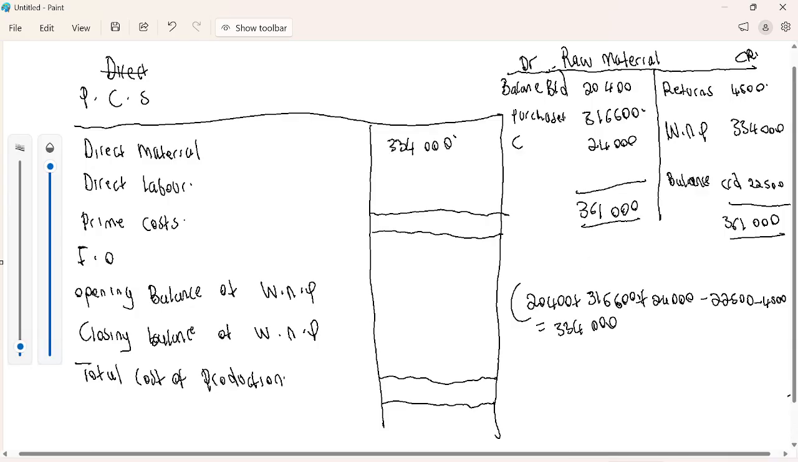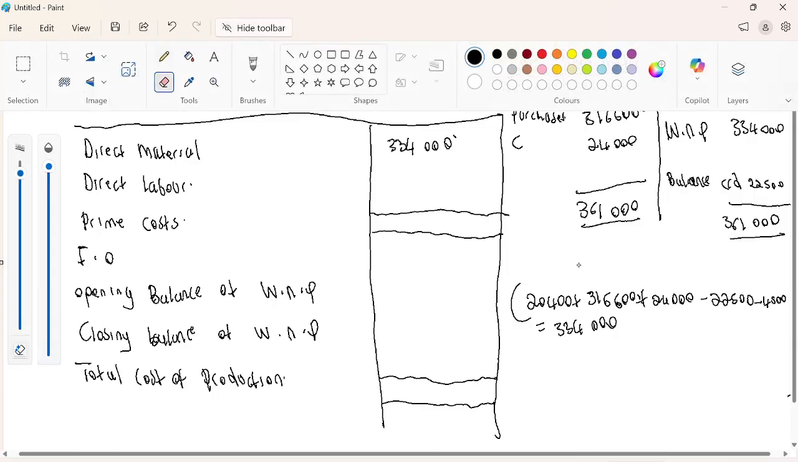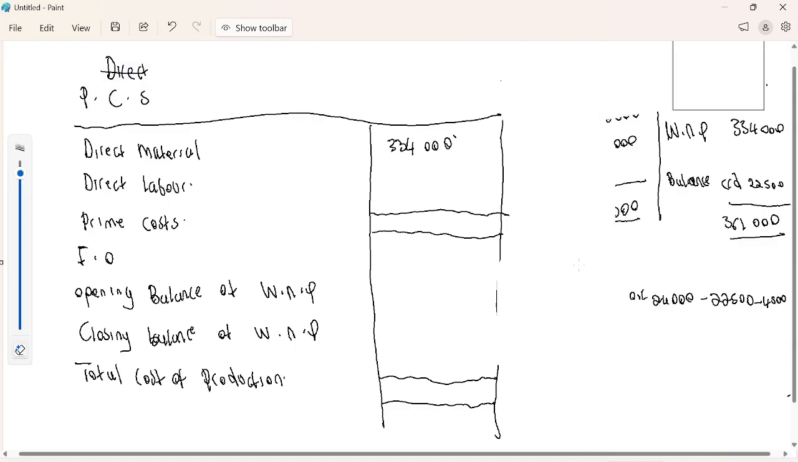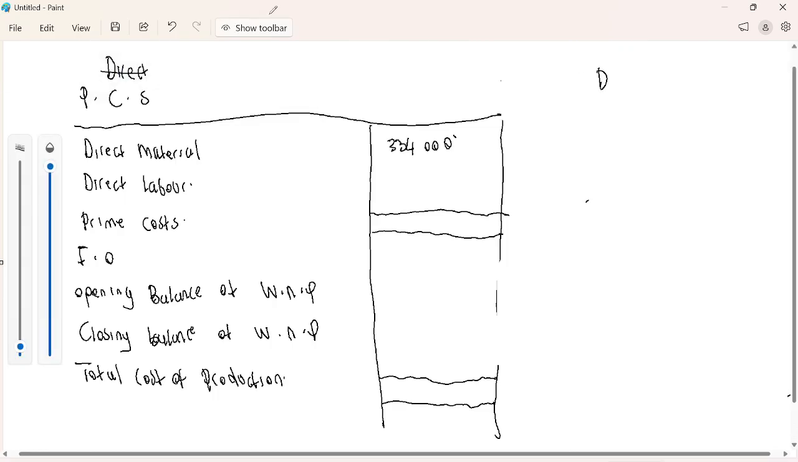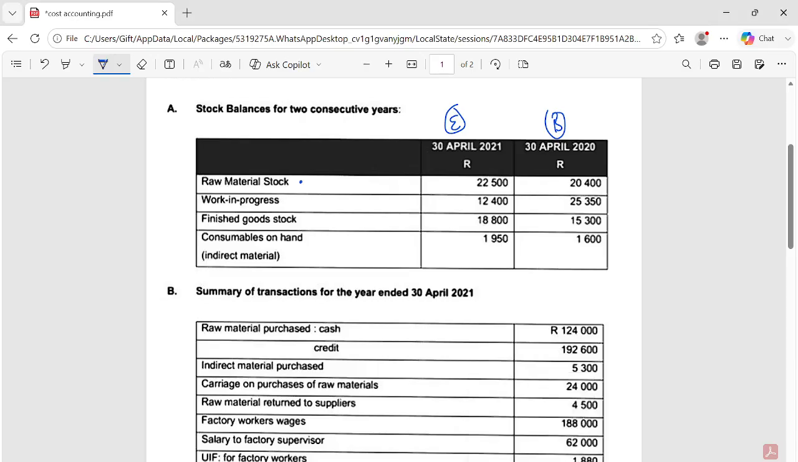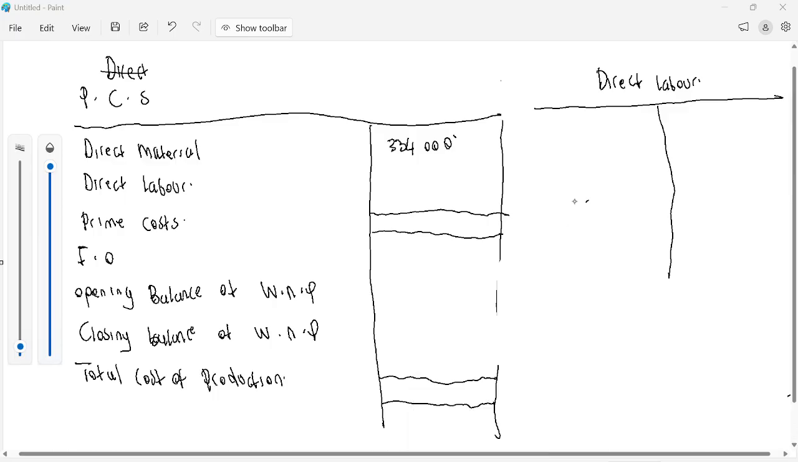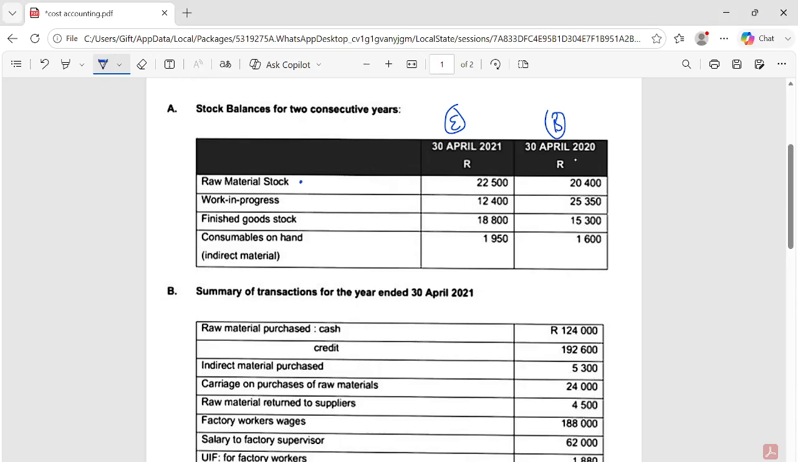Then we're gonna move to what? Our direct labor. As I've seen there in the video, in the activity, our direct labor is simple. So I'm gonna do my direct labor account. So I'm gonna say direct labor. Right, let's see the information. So we have the direct labor, right? With the direct labor, we have factory workers, which is 188,000. So I'm gonna write it as bank 188,000, and then I have what?